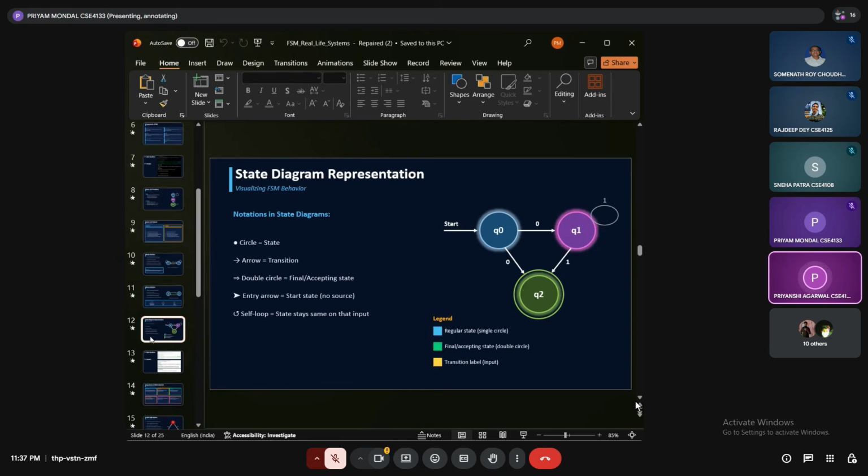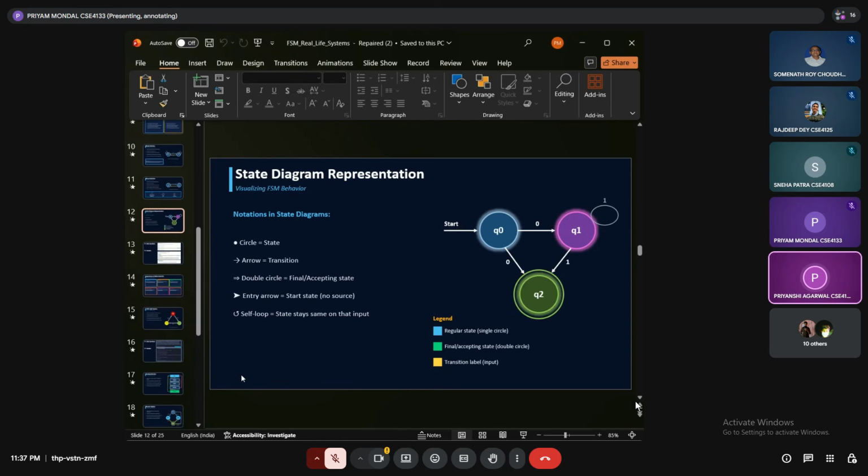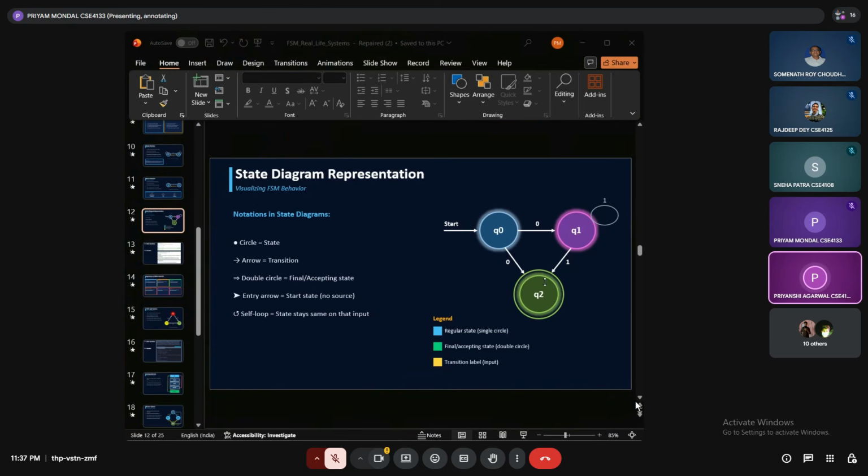State diagrams are used to visually represent FSMs. Circles represent states, arrows represent transitions, and double circles indicate final states. They help us clearly understand how the system behaves.